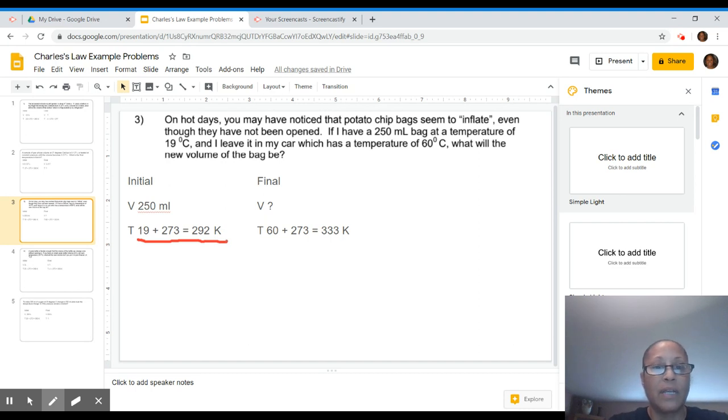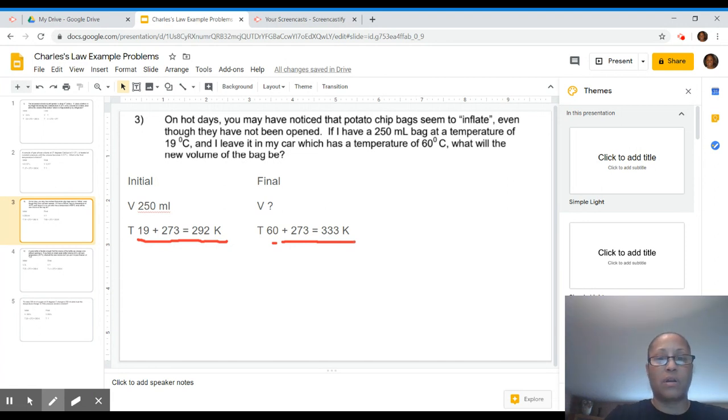All right, let's read on. I leave the bag of chips in the car, and the temperature in the car is 60 degrees Celsius. Again, I want to change that final temperature of 60 degrees Celsius to Kelvin. So I add 273 to it. And the question is, what is the final volume of the bag of chips?